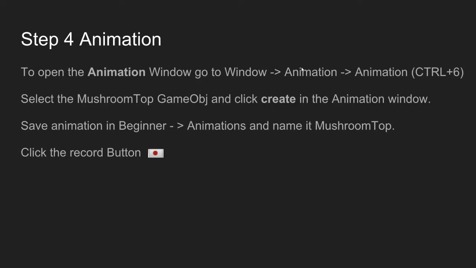So enough setting up all the layers. Let's get to animation. To open the animation window, go to Window, Animation, Animation, or you can do Control 6 if you want the shortcut.